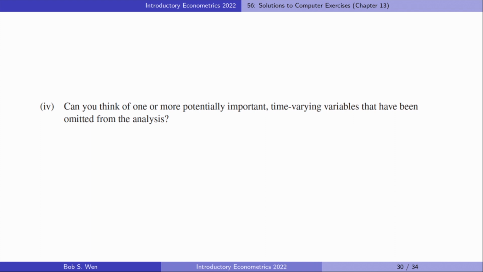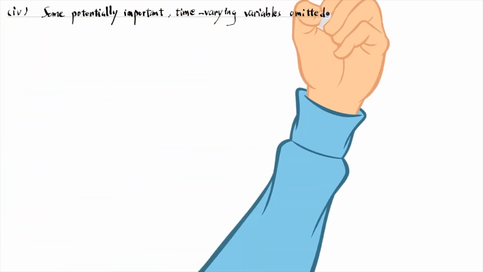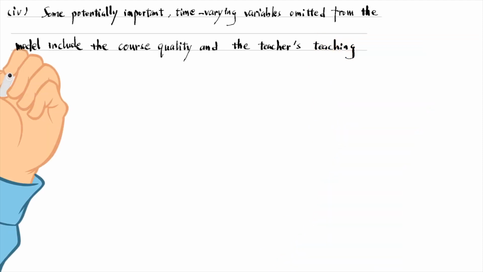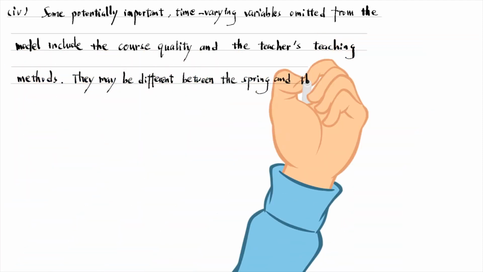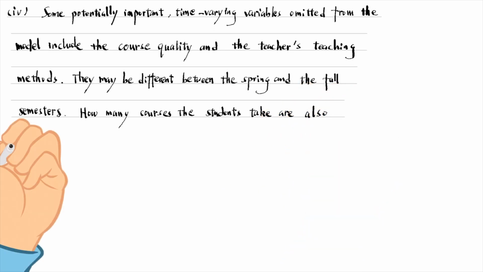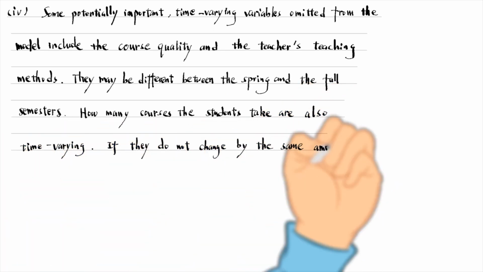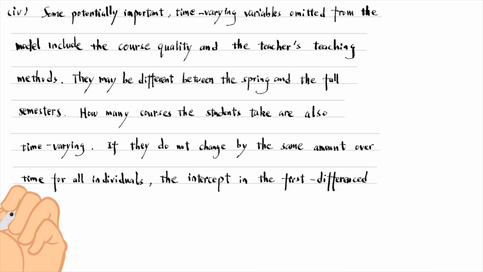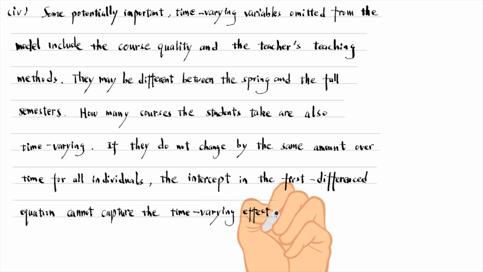Even after controlling for the unobserved time constant factors, the model can suffer from the time-varying omitted variables bias. Part 4 will consider some potentially important time-varying variables omitted from the analysis. They include the course quality and the teacher's teaching methods. They may be different between the spring and the fall semesters. How many courses the students take are also time-varying. If they do not change by the same amount over time for all individuals, the intercept in the first difference equation cannot capture the time-varying effect. The first difference model is subject to omitted variable bias as a consequence.